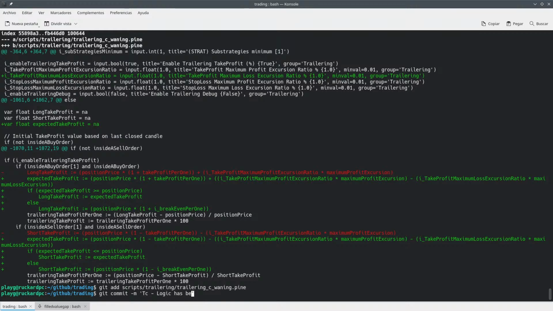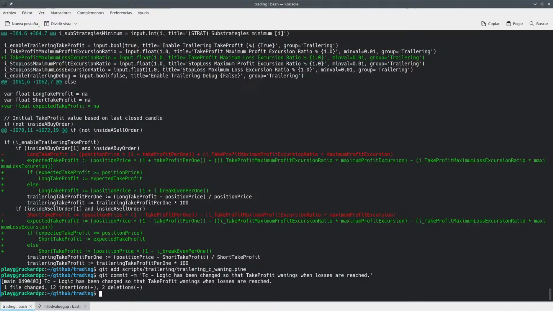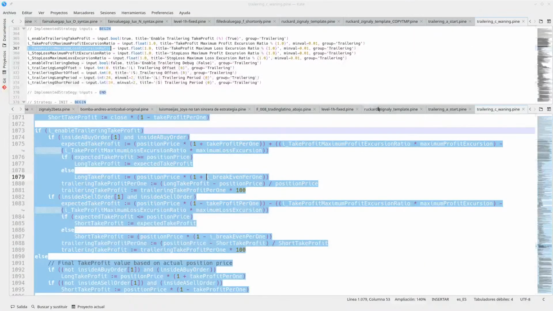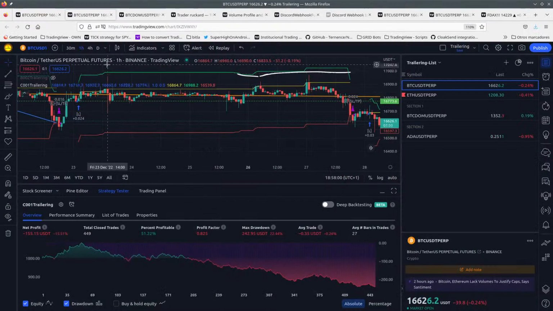Logic has been changed so that take profit once warnings when stop loss when losses are reached. Well, something like that. So now what I want to do is I want to overfit a bit here. So what I want to do is I want to make this smaller when we have a loss here.